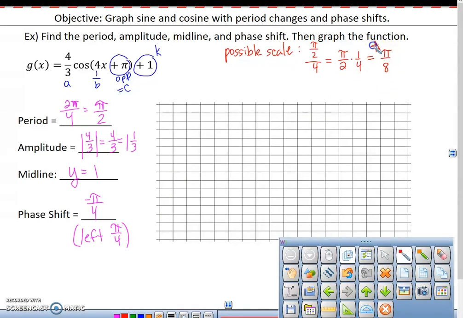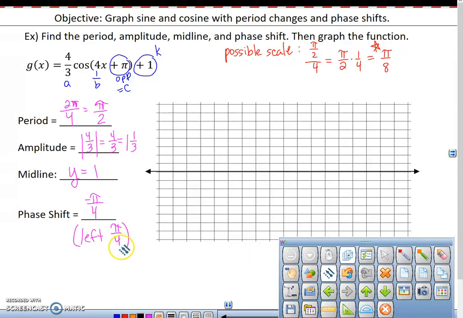So I like this scale. I'm going to use pi 8ths. All right, so now graphing. I do have a midline that's at y equals 1, and then an amplitude of 1 and 1/3, so that means I'm going to have to get up to 2 and 1/3 for my maximums. But other than that, not a big deal. So actually the x-axis being in the middle of our graph should work fine here also.